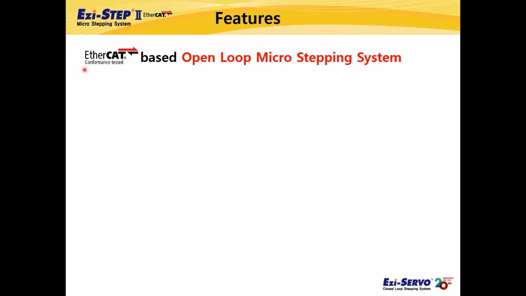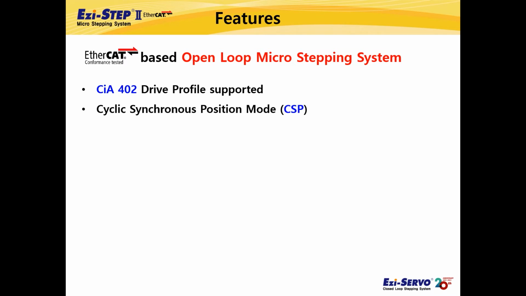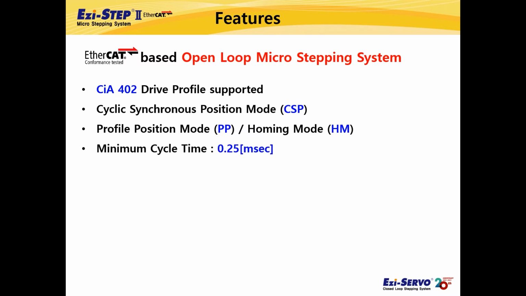Ezi-STEPII EtherCAT is an EtherCAT-based open-loop micro-stepping system product. It supports CIA402 drive profile, a standard profile for drive motion control. It supports CSP mode that controls the position of the slave, by receiving the target position from the master every cycle. And profile position mode, which is a general point-to-point movement command, and homing mode, which is an origin search command. Also, the minimum cycle time is 0.25 milliseconds.